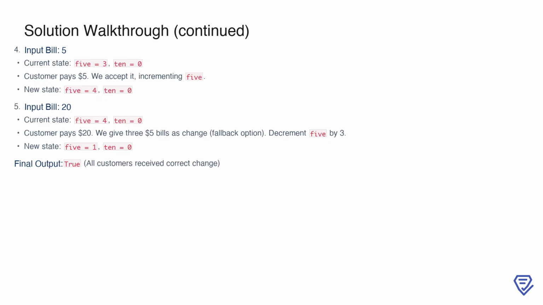Finally, the fifth customer pays with a $20 bill. To provide $15 in change, we use the fallback option of giving 3 $5 bills. This reduces our $5 count to 1. Since we were able to give correct change to all customers, the output for this example is true.